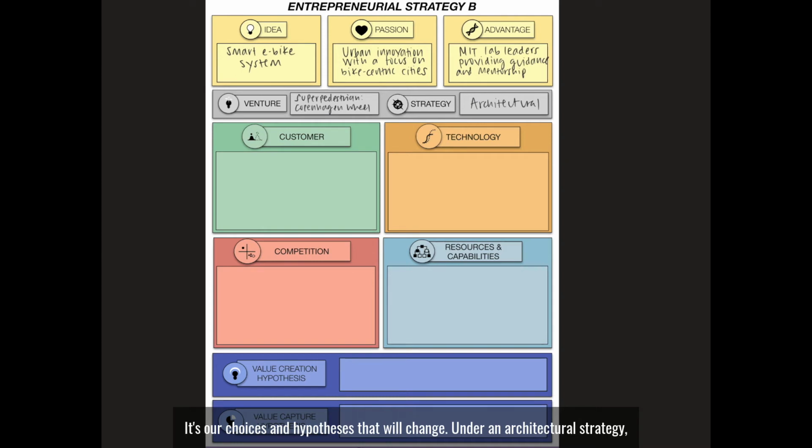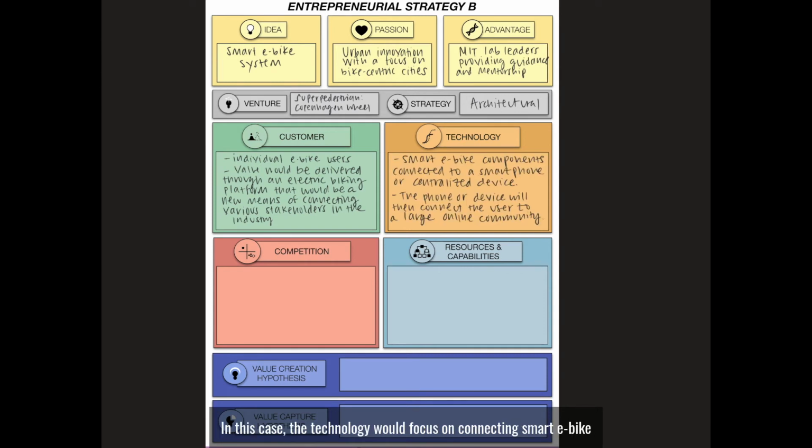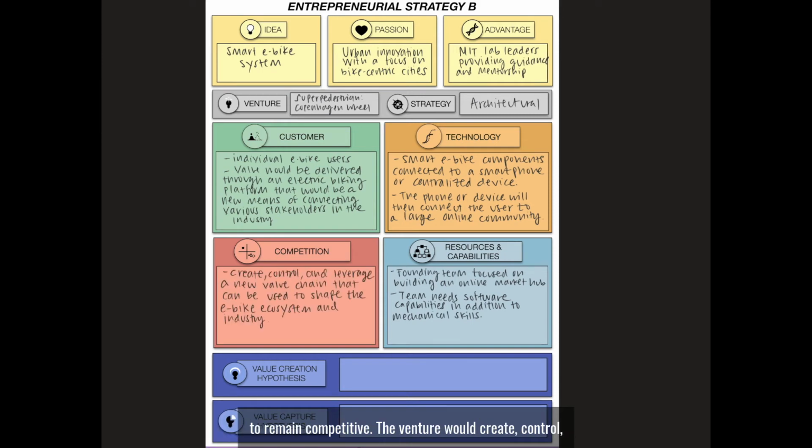Under an architectural strategy, the value would be delivered to individual e-bike users by creating a platform dedicated to electric biking. This platform would be a new means of connecting various players in the industry. In this case, the technology would focus on connecting smart e-bike components to a smartphone or centralized device, and that would ultimately connect each individual to the larger internet community that exists. The founding team would be more focused on positioning the venture as an e-bike market hub, and they would try to create seamless user interfaces. And to remain competitive, the venture would create, control, and leverage its new value chain in an effort to lead and shape the e-bike ecosystem and industry.